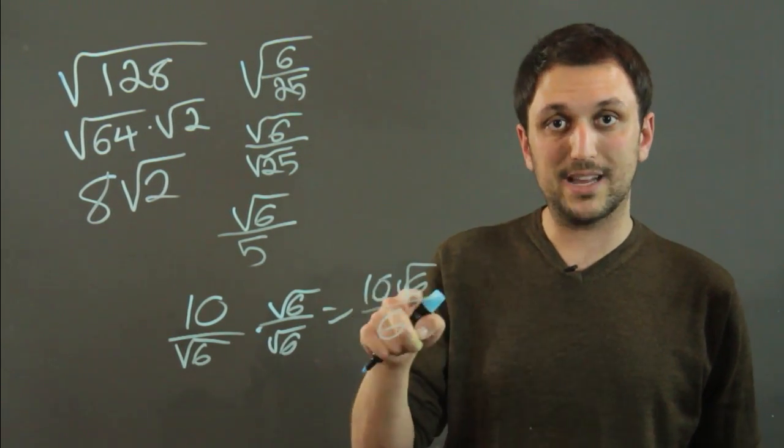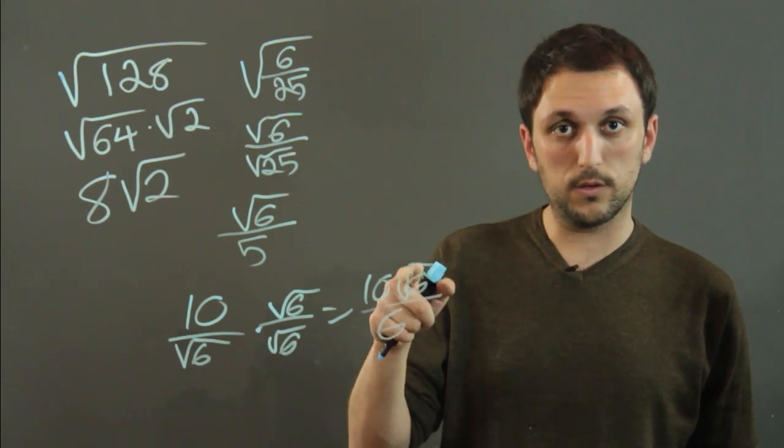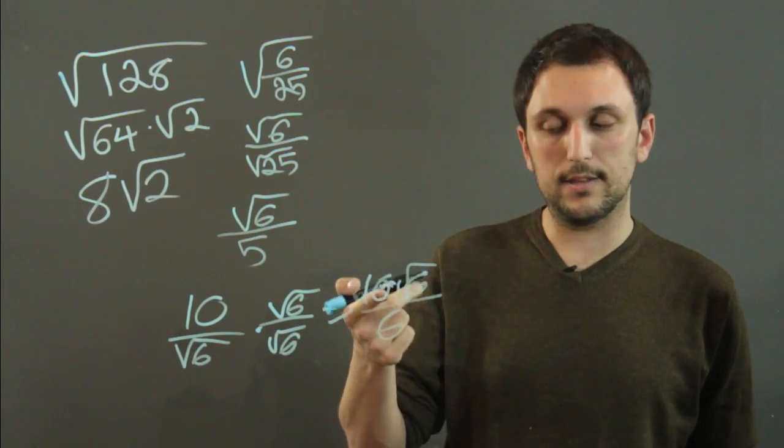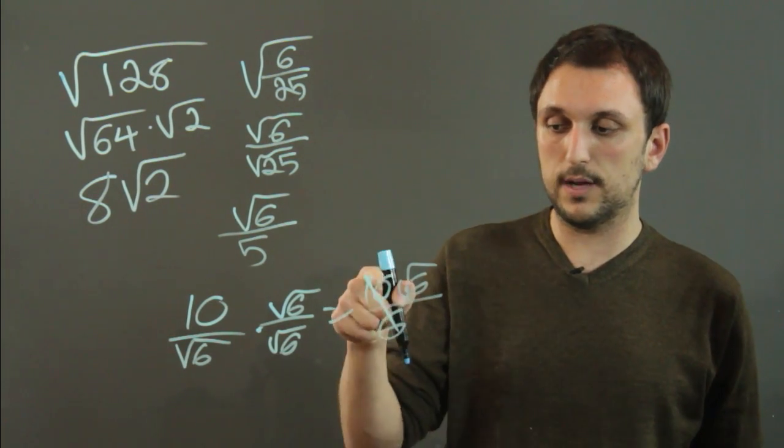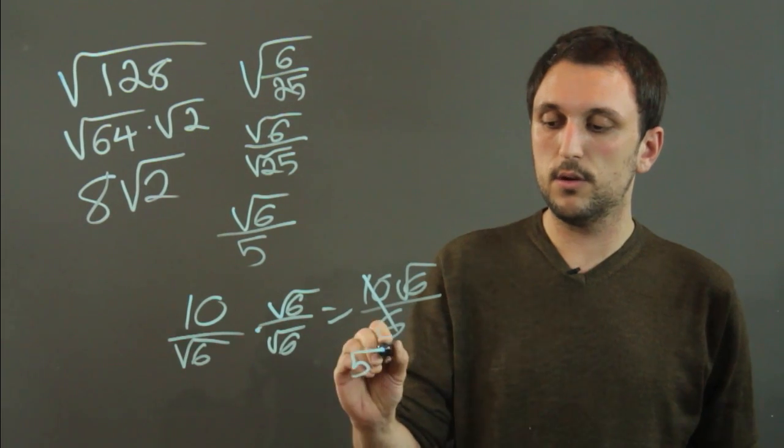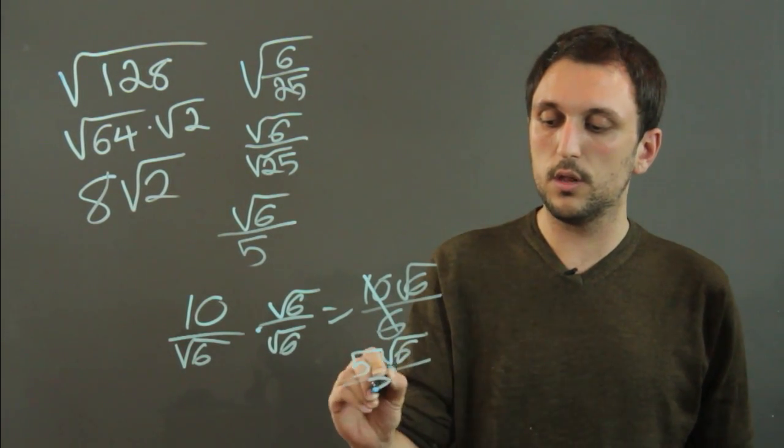And this is considered a rationalized number with a square root. This is as simplified as it can get. Actually, we can simplify this and we can call it 5 root 6 over 3.